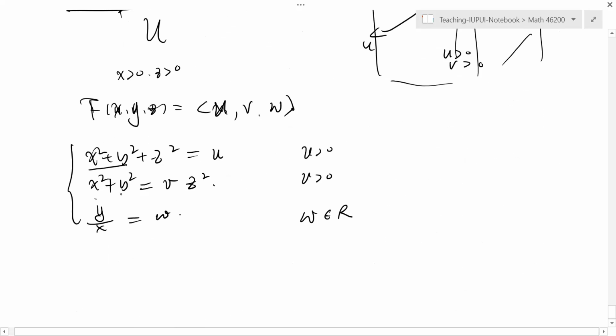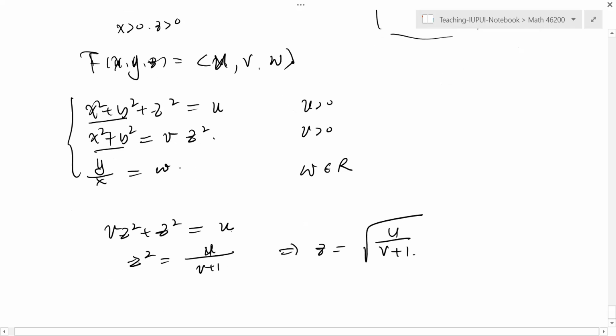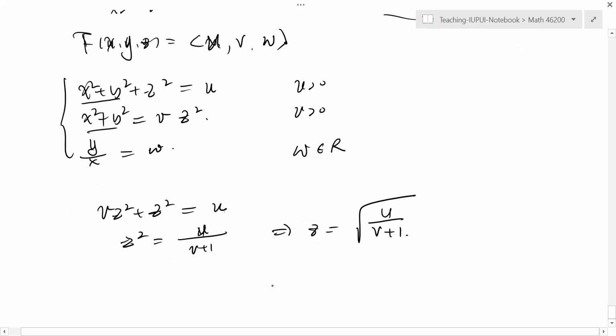From here, V Z squared plus Z squared is going to be U. So Z squared equals U over V plus 1. Our Z is positive, so you find Z. Once you find Z, you get x squared plus y squared by the second equation, which is UV over V plus 1.